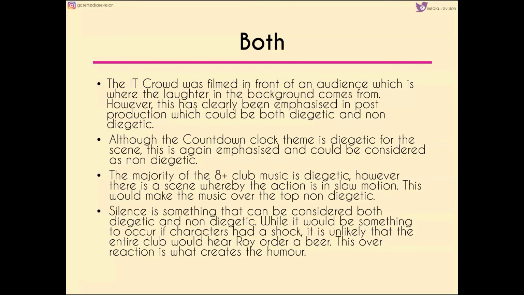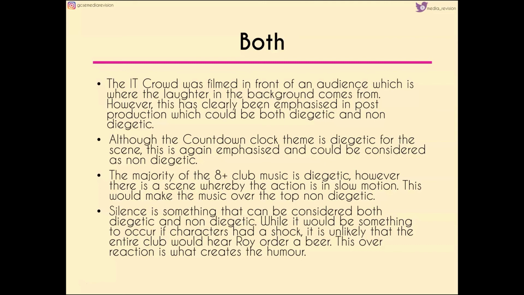However, when he goes back with Roy, there's a slow motion scene where he's walking through the crowd. We would expect at that point, if the scene is slow motion, for the music to be slow motion as well, but that's not the case. So here we've got a definite post-production edit which would make it both diegetic and non-diegetic at the same time. And then we have the silence when Roy orders a beer.